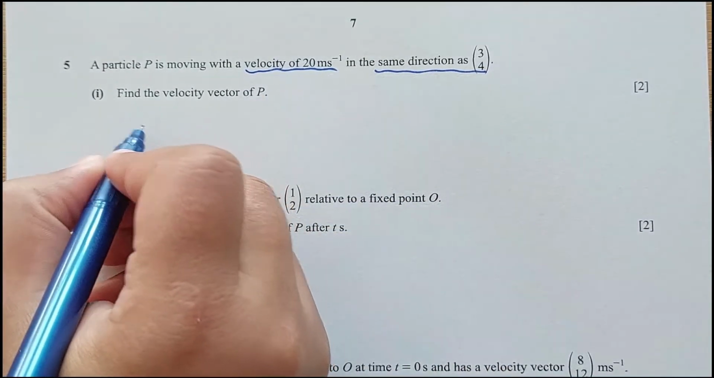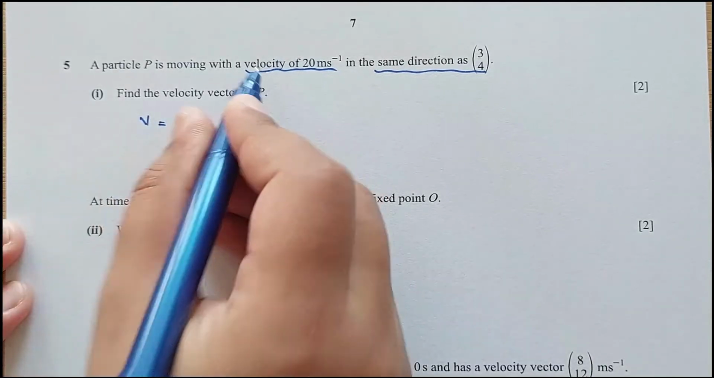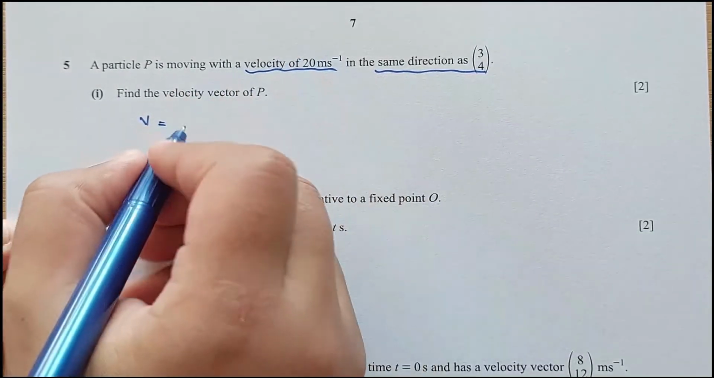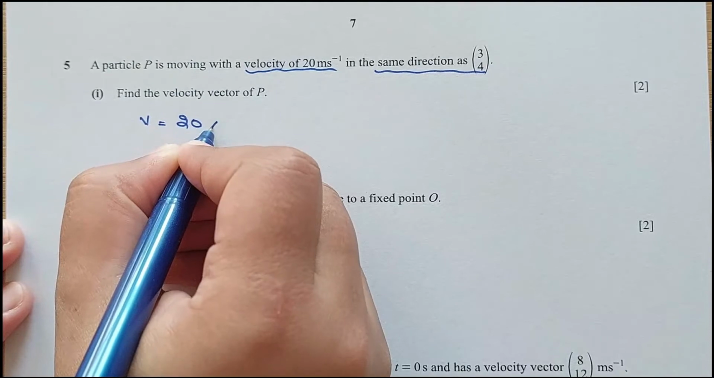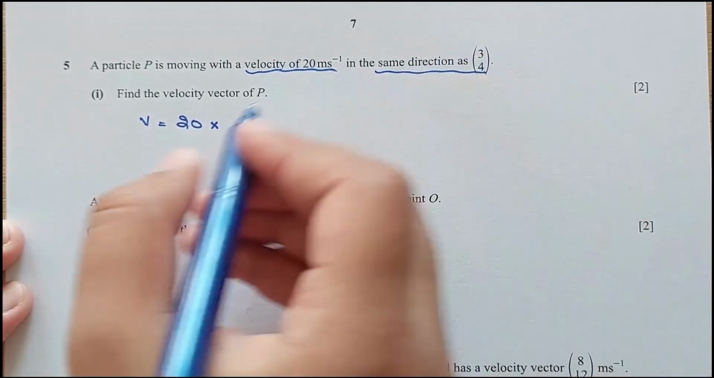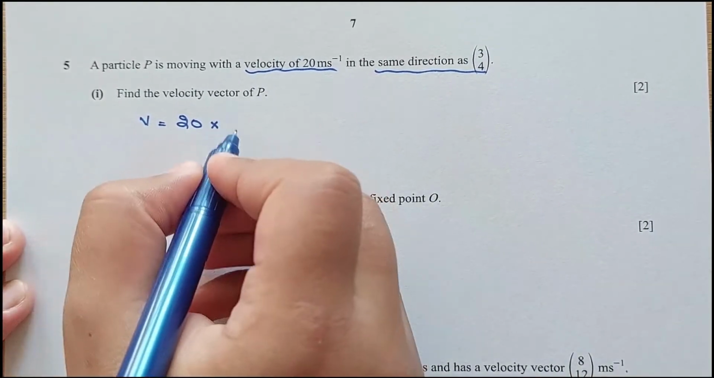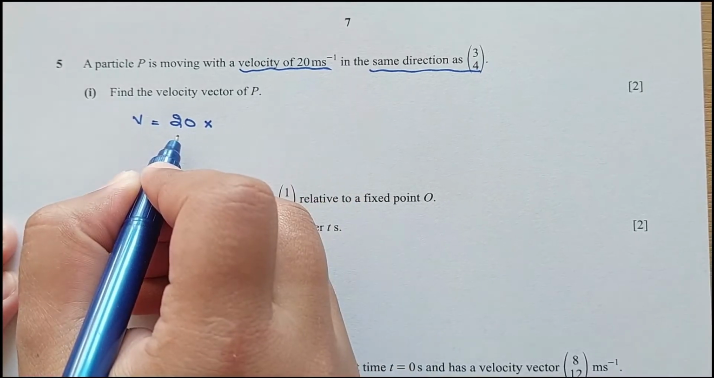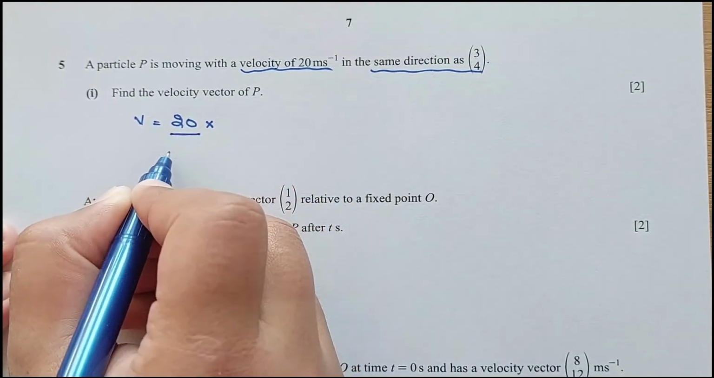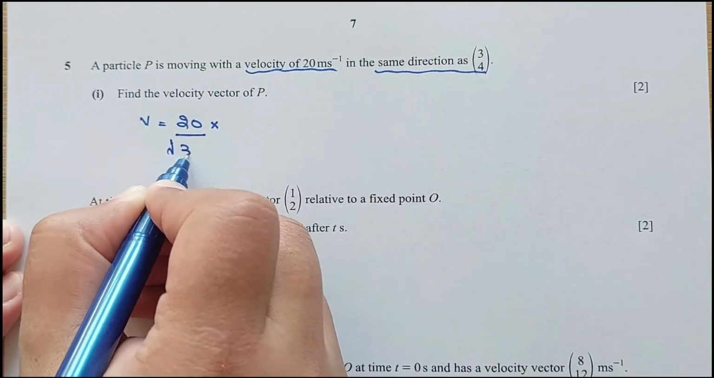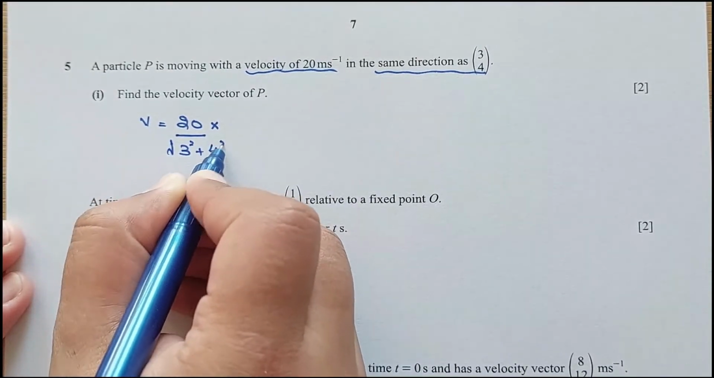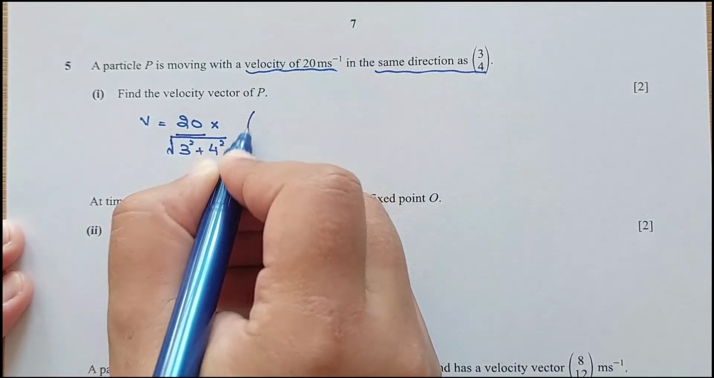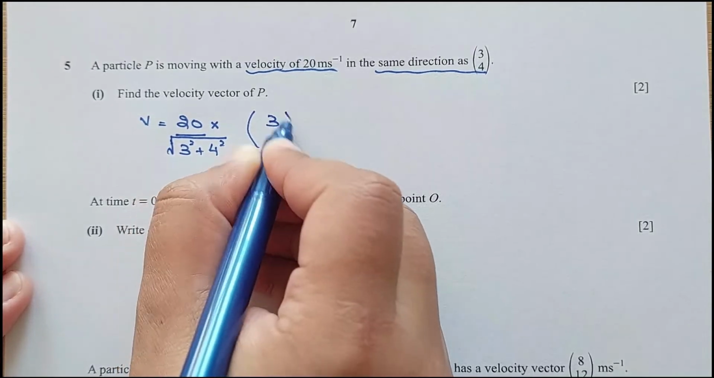So we can say that the velocity vector is equals to its velocity, that is 20, multiply the unit vector, like the vector by its magnitude. So the vector, let me divide by the magnitude. So magnitude is square root of 3 square plus 4 square, and the vector is 3, 4, right?